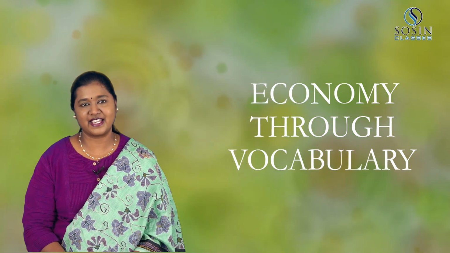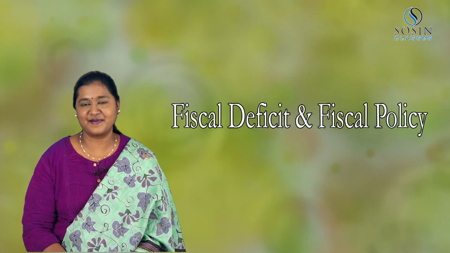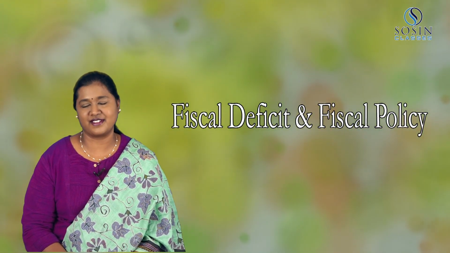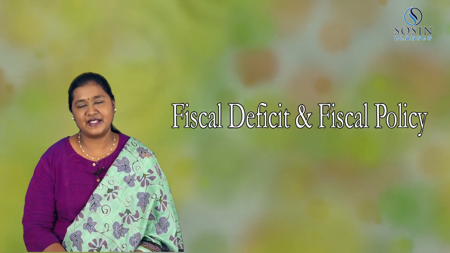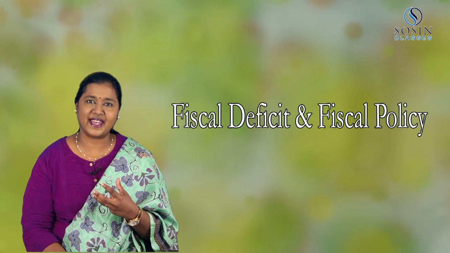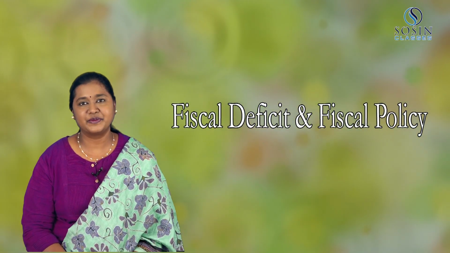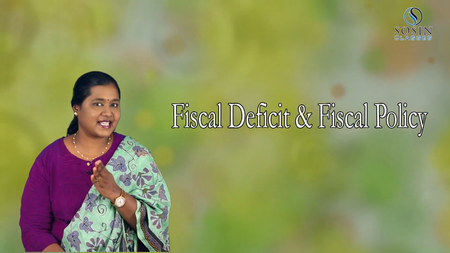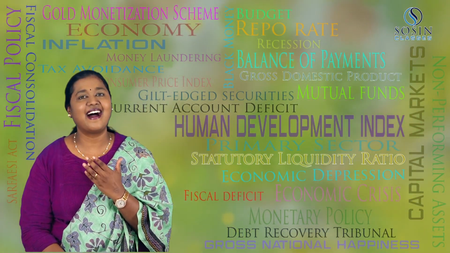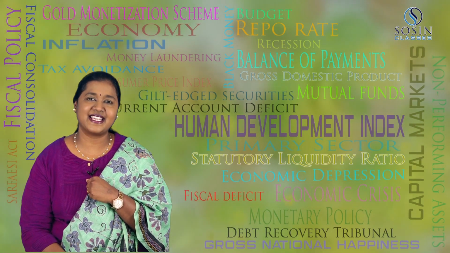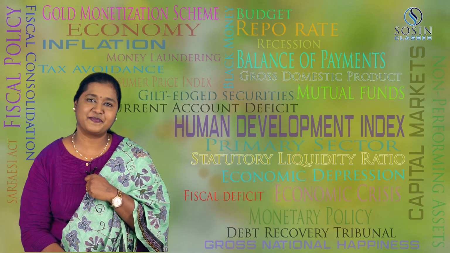The word we are going to see today is fiscal deficit and fiscal policy. Look at the word fiscal. It means finance, financial. What is a fiscal deficit? What does the word deficit mean? Deficit is when you have something less, right? So what is less here? When we talk about income and expenditure of the government, and if the expenditure is higher than the income, we say it's a deficit. It's a fiscal deficit of the government.